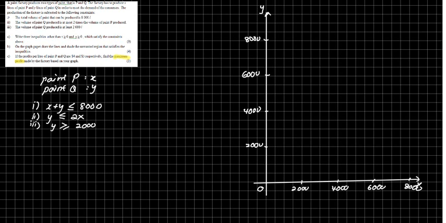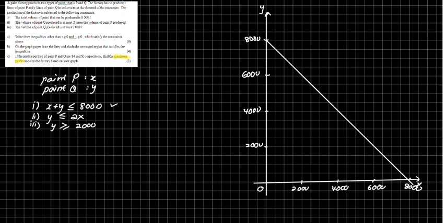The next thing you're supposed to do is draw the lines of these three inequalities. Let's start with the first one, X plus Y equals 8,000. You can use the intercepts. When X equals 0, then Y is 8,000. When Y equals 0, X equals 8,000. So we draw a straight line, with the intercept at 8,000 on the x-axis and also 8,000 on the y-axis.